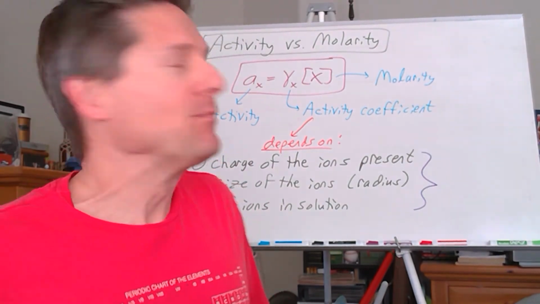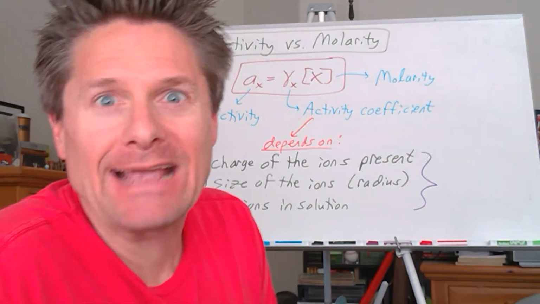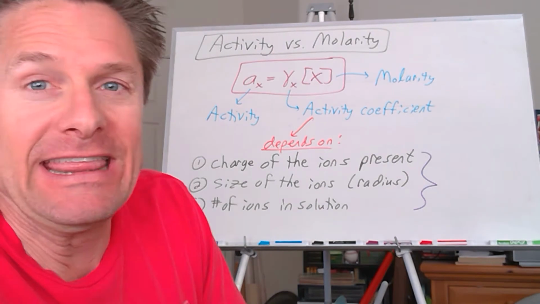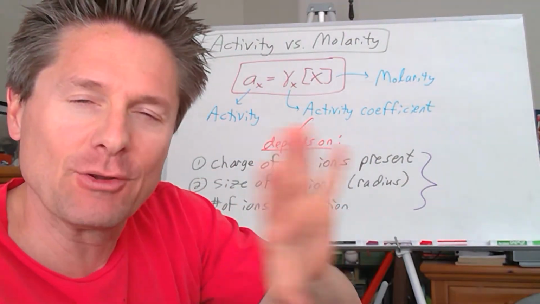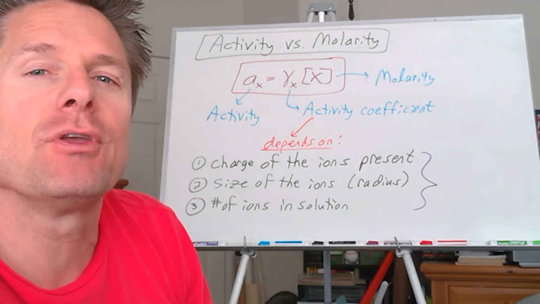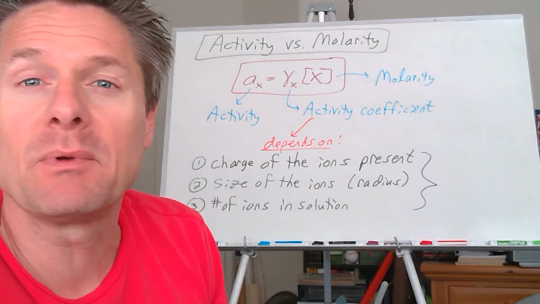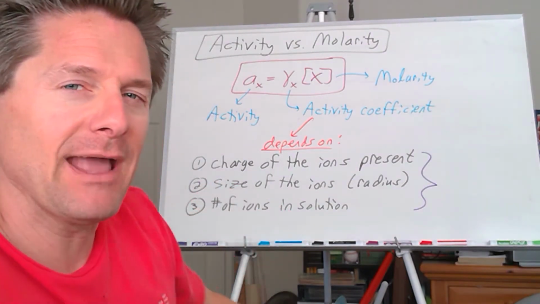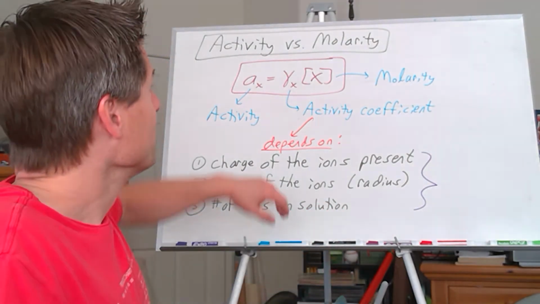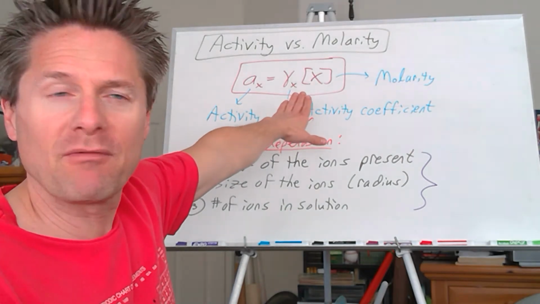Alrighty, team. Let's take a look at this mysterious activity thing. All right, activity versus molarity. And ideally, you'll just never have to use activity, but I want to show you what it is and why equilibrium constants have no units. It's because, well, we'll find out in a moment. I don't want to ruin it. Here we go. Simple little equation I'll provide you.